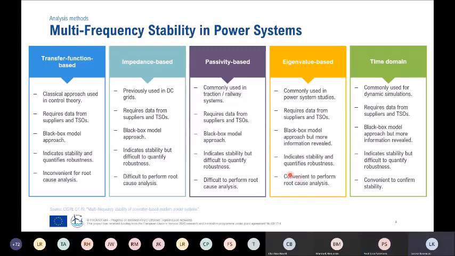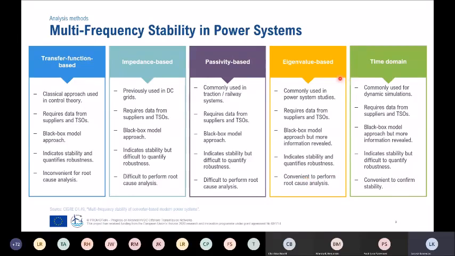And within this method, we are able to provide some quantification of robustness, and what is even more important, to provide analysis defining the root cause of potential instability, and that seems to be quite beneficial with respect to multi-vendor, multi-frequency, and quite extensive complex power systems.